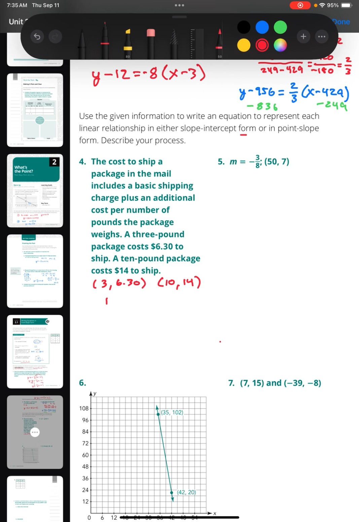So finding slope, y2 minus y1 over x2 minus x1. And we're going to subtract those. So 14 minus 6.30 gives us 7.7. 10 minus 3 gives us 7. So if we divide those, 7.7 divided by 7, we're going to get 1.1.